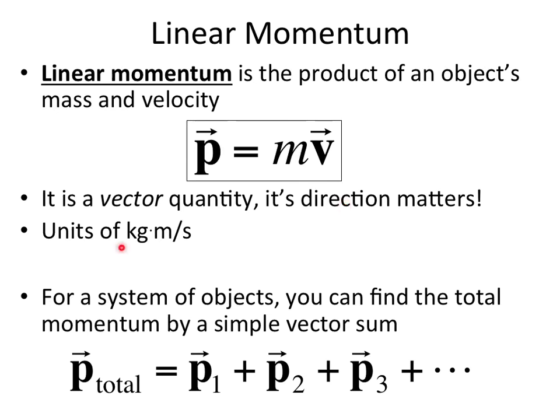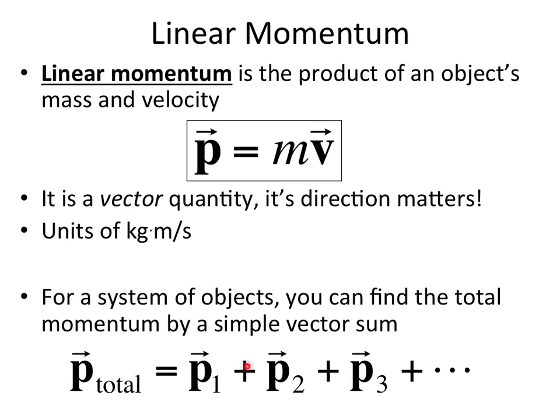The units are kilogram meters per second, and that should make sense because mass is in kilograms and velocity is in meters per second, so it's kilogram meter in the numerator per second in the denominator. And so if you've got a variety of objects with different masses and different velocities, you could say the total momentum for that whole system of objects is the sum of all those momenta.